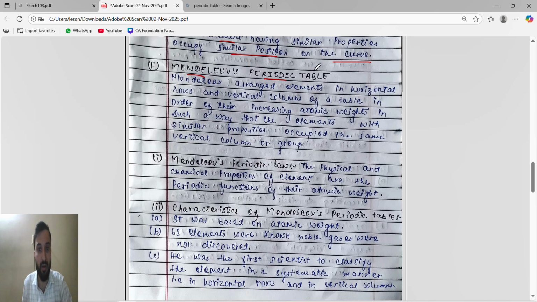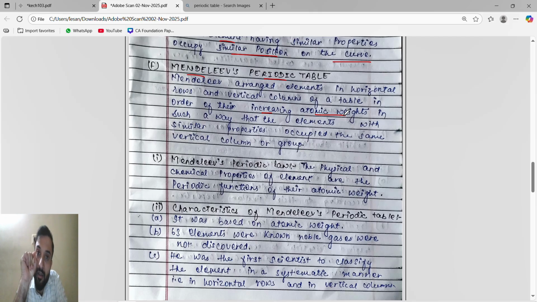So Mendeleev periodic table, what did he do? Mendeleev arranged elements in horizontal rows and vertical columns of a table. Which table? Not the dining table for eating, the periodic table. Mendeleev arranged elements in horizontal rows and vertical columns of a table in order of their increasing atomic weight.